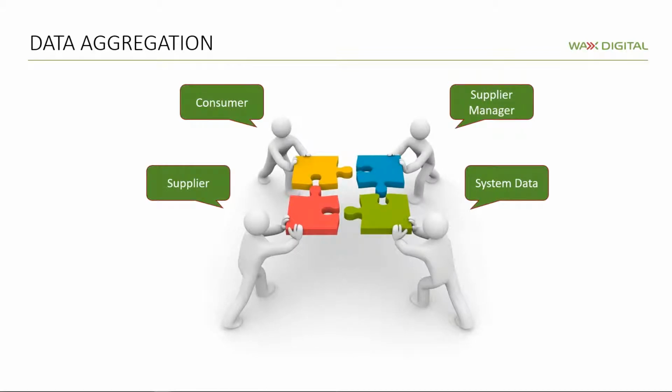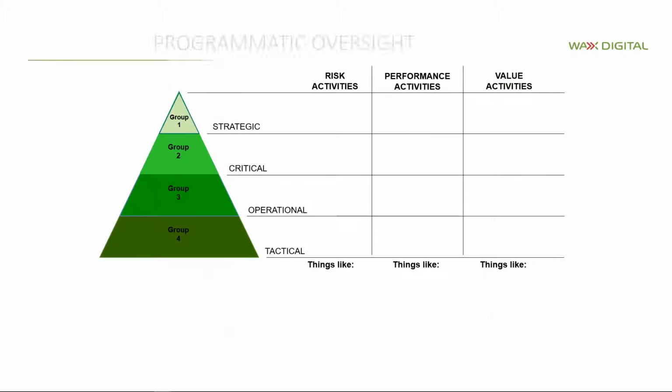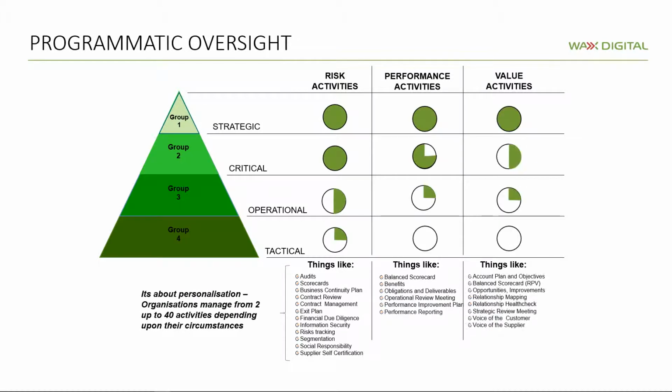Enabling you to more easily collect and aggregate data from all of those key stakeholders, so consumers, the people using the supplier services or products, supplier managers, those who own the supplier relationship in your business, the suppliers themselves, of course, and any system data, which historically might be things like delivery rates, contract obligations, and so on. To programmatically apply oversight and management to those suppliers based on their tiering, with obviously different levels of activity again against each of those tiers, but creating a consistent business-wide process for managing and monitoring suppliers at every level.